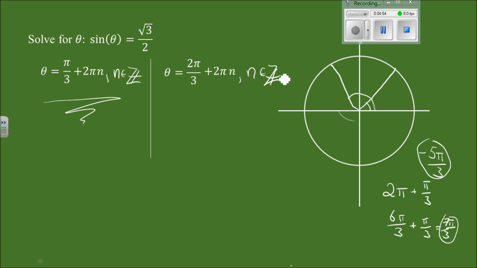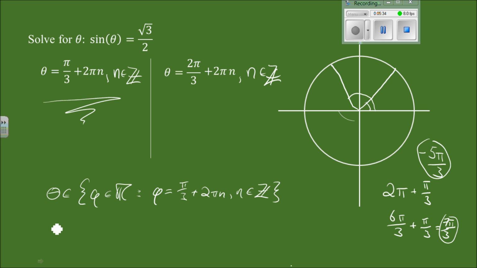Now, if you want to write this in set notation, you'd need 2 sets. So you'd say theta is an element of the set of angles in R, because after all, angles are just numbers, so you can think of them as real numbers, such that, here's a colon for such that, phi equals pi by 3 plus 2 pi n, where n is an integer.